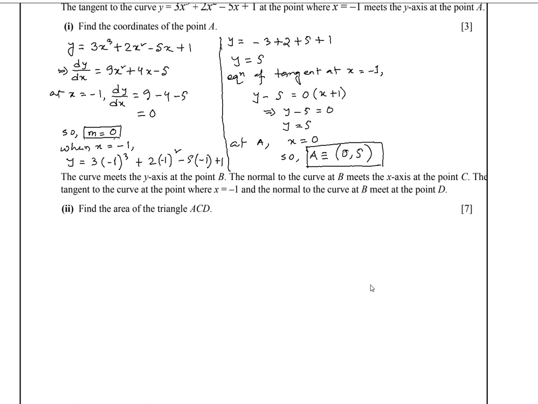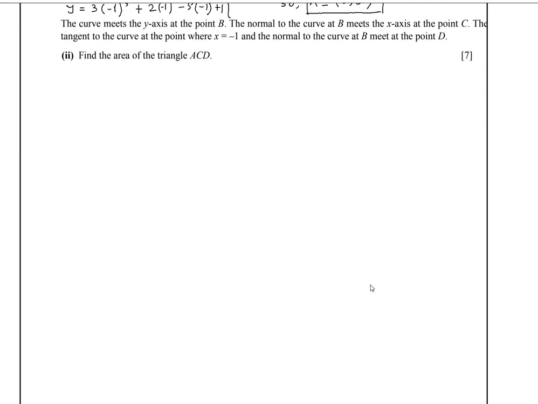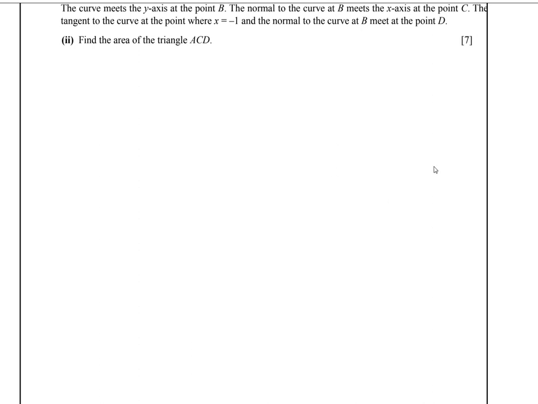So let me scroll the page. It says that the curve meets the y-axis at point B, and then the normal to the curve at B meets the x-axis at point C. The tangent to the curve at the point x equals minus 1 and the normal to the curve at B meet at point D. We need to find the area of the triangle ACD.